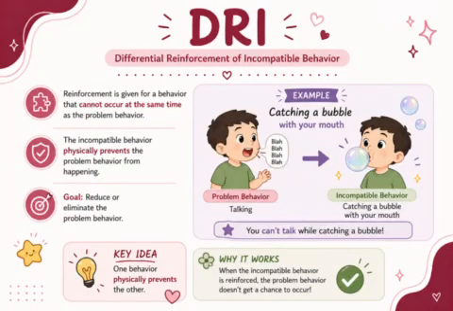Now, DRI, differential reinforcement of incompatible behavior, is going to reinforce a behavior that is physically incompatible with the problem behavior. So again, ultimately, the incompatible behavior physically prevents the problem behavior from happening.